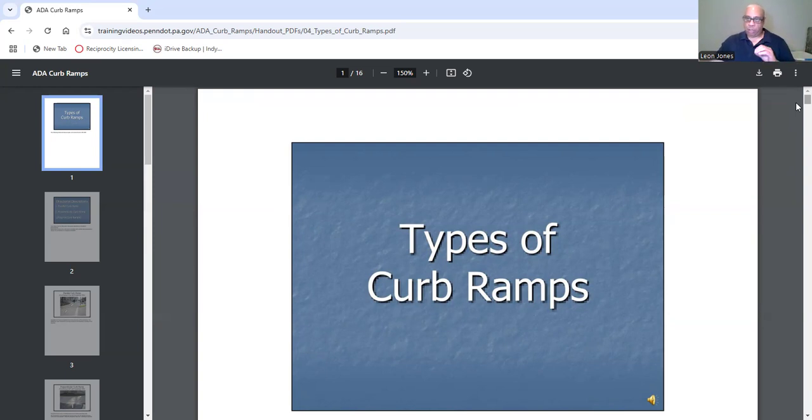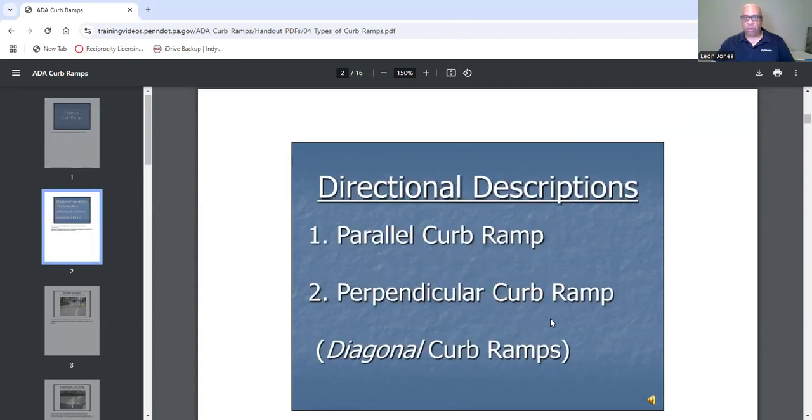Now, the name of tonight's topic, we're going to talk about the types of curb ramps. This is what you need to know before you actually go out there to inspect. You need to know the location of the ramps. Like, okay, if we have four corners, you cut the four corners in quads: northwest, northeast, southwest, southeast. So we talk about curb ramps. We also have what we call directional descriptions: diagonal curb ramps, or perpendicular curb ramps, or parallel curb ramps.